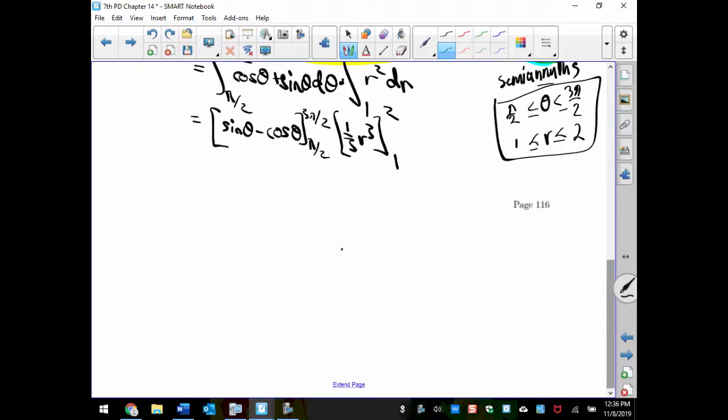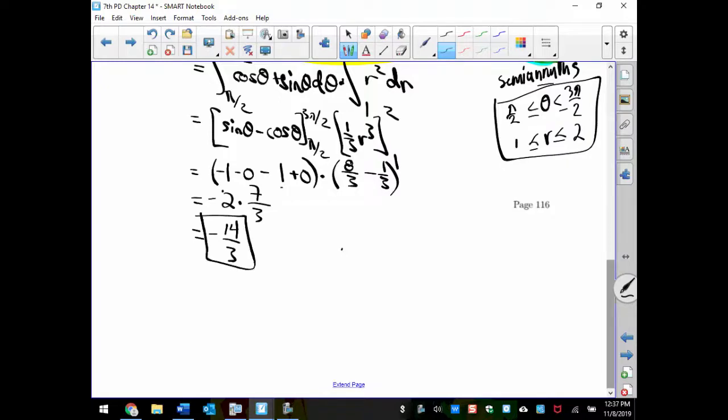So plugging in 3 pi over 2, sine is -1, and plugging in 3 pi over 2 into cosine, that's 0, and then minus plugging in pi over 2, sine is 1, cosine is 0. Okay, and then we want to multiply that by plugging in 2. We're going to get 8 over 3, and then plugging in 1, 1 over 3. So we're going to get a total of -2 times 7 over 3. So we get -14 over 3.